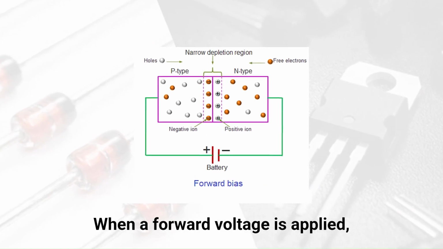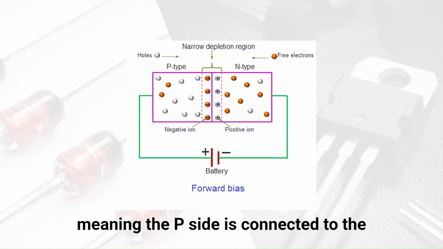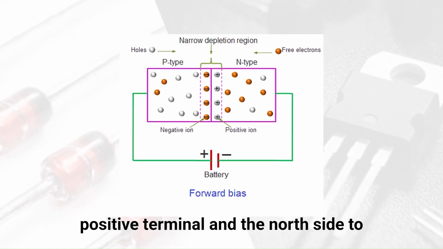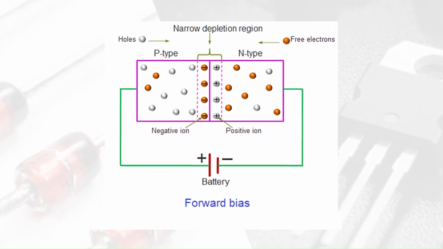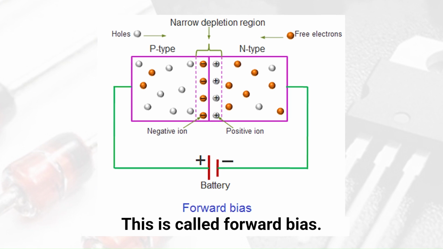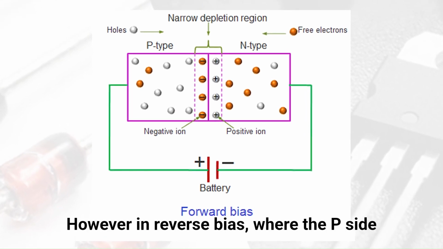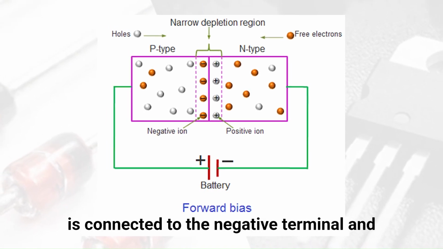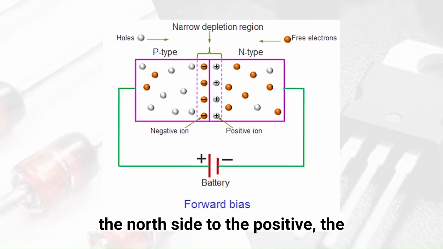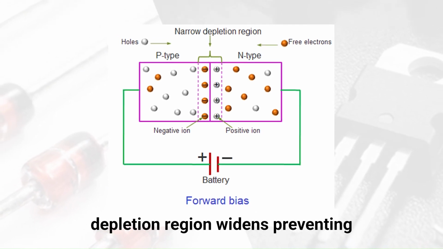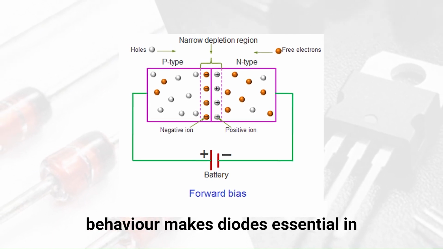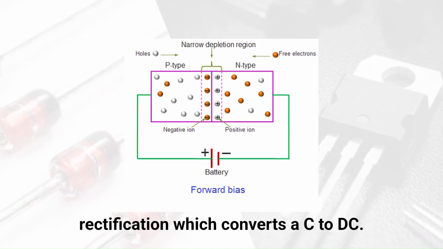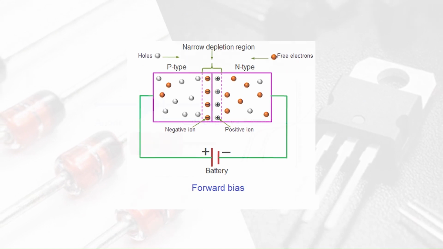When a forward voltage is applied, meaning the P side is connected to the positive terminal and the N side to the negative, the depletion region shrinks, allowing current to flow. This is called forward bias. However, in reverse bias, where the P side is connected to the negative terminal and the N side to the positive, the depletion region widens, preventing current flow. This unidirectional behavior makes diodes essential in rectification, which converts AC to DC.